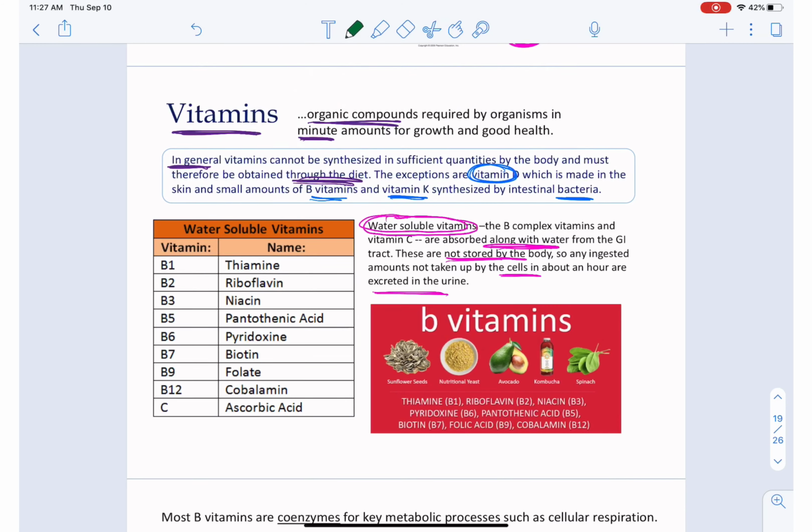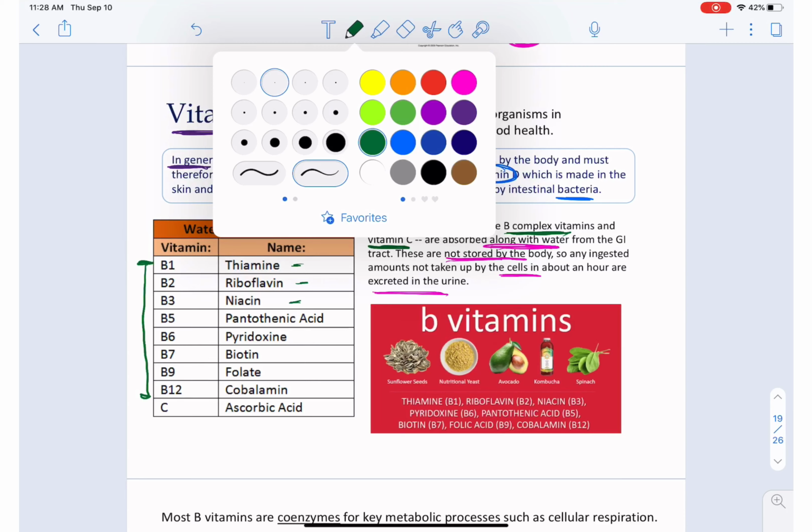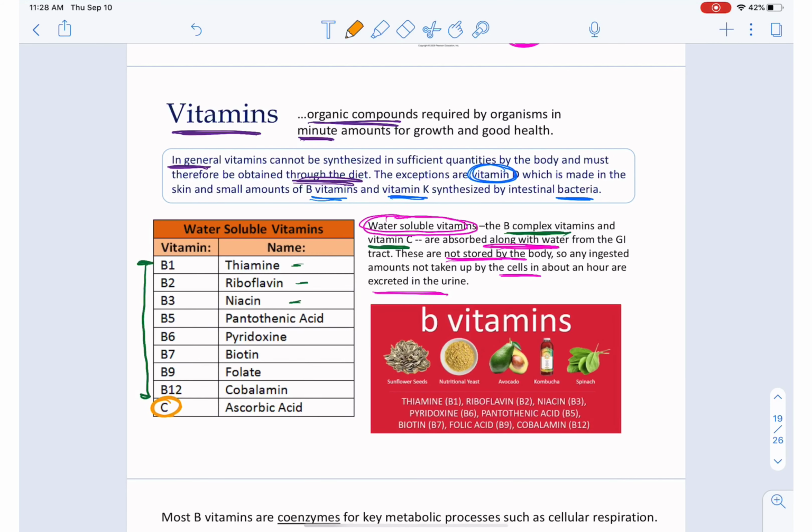And the main water-soluble vitamins are the B complex vitamins and also vitamin C. And there's a whole group of B vitamins, B1, 2, 3, 5, 6, 7, 9, and 12, but you may recognize them from their common names: thiamine, riboflavin, niacin, and then also vitamin C is a water-soluble vitamin known also as ascorbic acid.